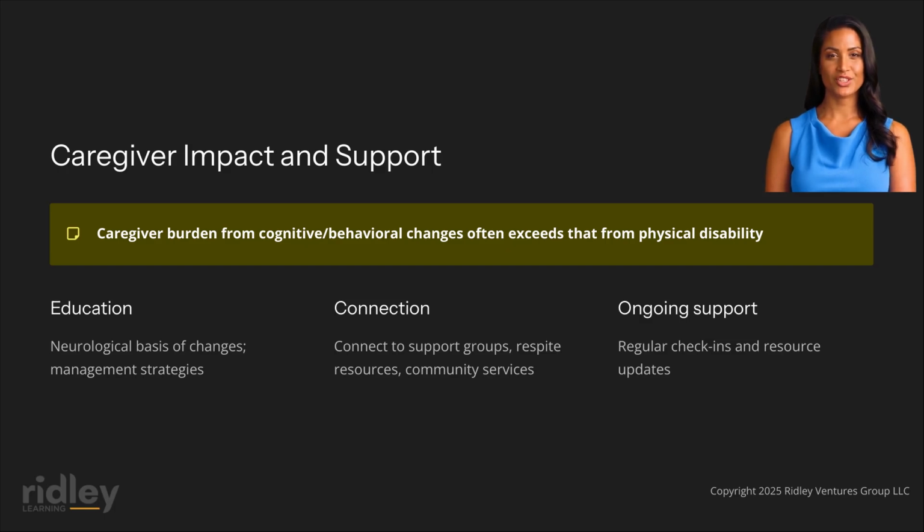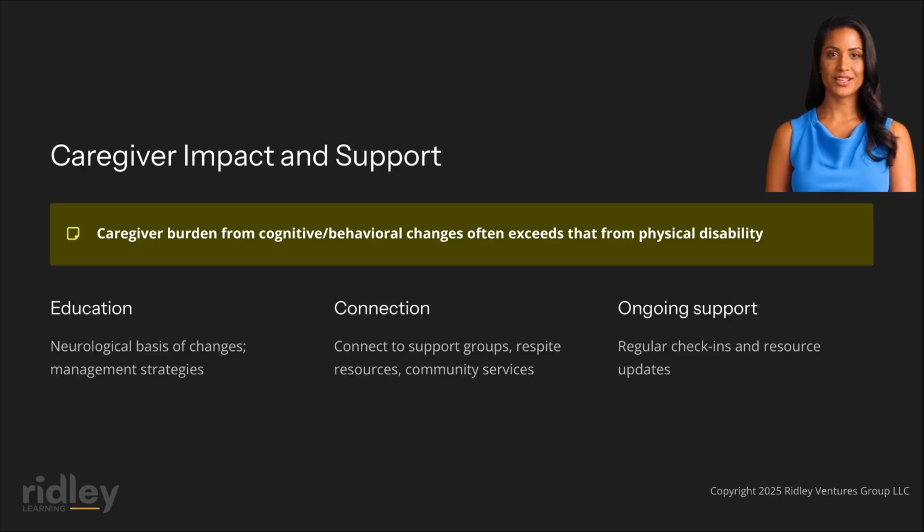Understanding that behavioral changes result from brain injury rather than deliberate choice helps families maintain compassion and patience while managing challenging symptoms. Skills training for communication partners, behavioral management techniques for cognitive and behavioral symptoms, and strategies for supporting the stroke survivor's emotional well-being equip families with practical tools for daily caregiving challenges.